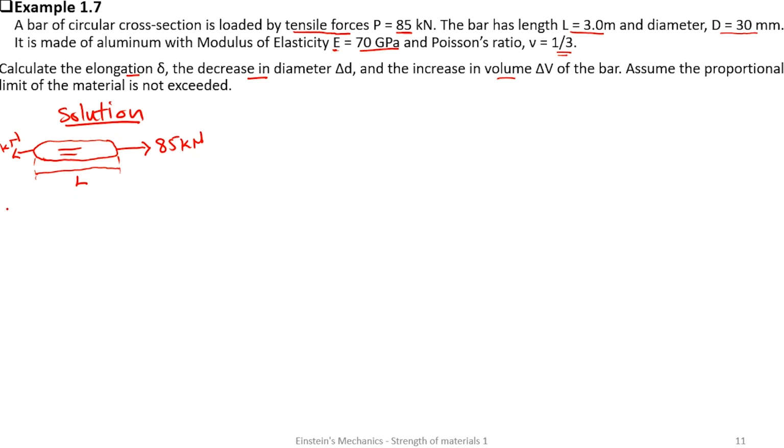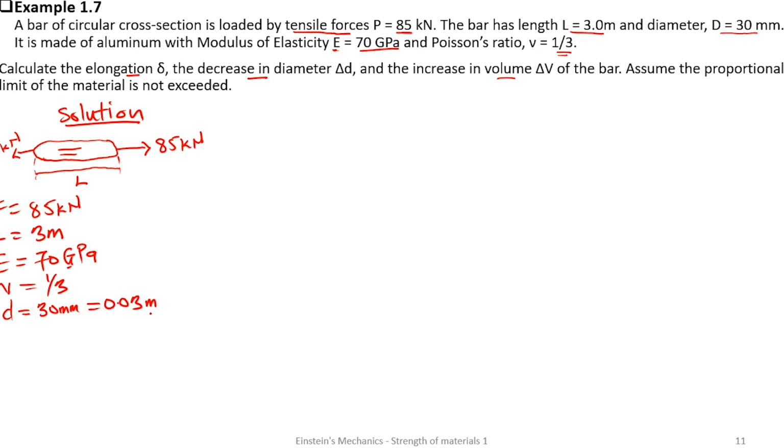So our parameters: we have force F equal to 85 kilonewtons. We have our length L as 3 meters. We have our E to be 70 G, remember this is a prefix, times 10 raised to the power 9 Pa. We have Poisson's ratio V as 1 over 3, and we have the diameter to be 30 millimeters, which is also 0.03 meters. So once we see the diameter, likely we are going to have the area.